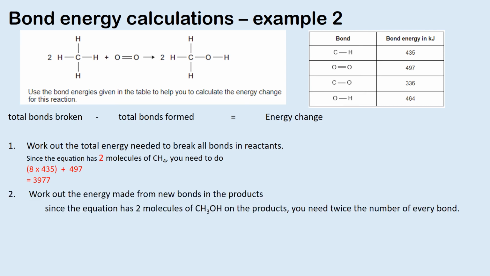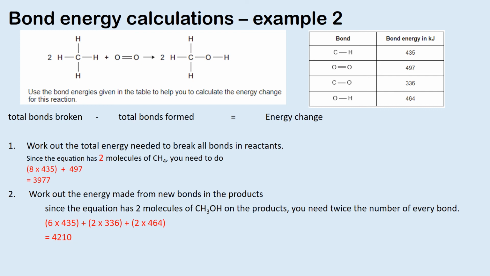So total for the products, again, you've got the 2 molecules of CH3OH, so 2 of these. Right, you've got to double everything. So there are 1, 2, 3 CH bonds times 2 gives 6 times 435. There's a CO bond, but because there's 2 of these things, it's 2 times 336. And there's an OH bond, and because there's 2 of these, it's 2 times 464. Add that all up, and you will get 4210.